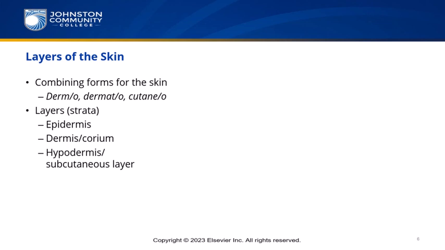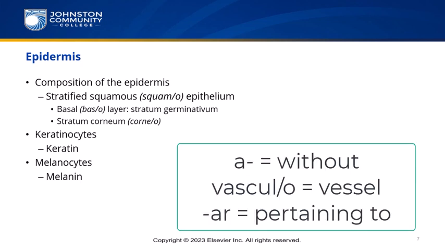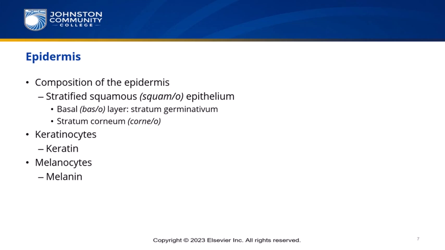This tissue is filled with fat, also known as adipo. Adipo is a combining form for fat. Sometimes you'll hear this referred to as adipose tissue. Let's delve a little bit more into these layers. So we'll start with epidermis. The epidermis is composed mostly of avascular, a meaning without, vasculo meaning vessel, r meaning pertaining to, tissue, meaning that it has a very limited blood supply.